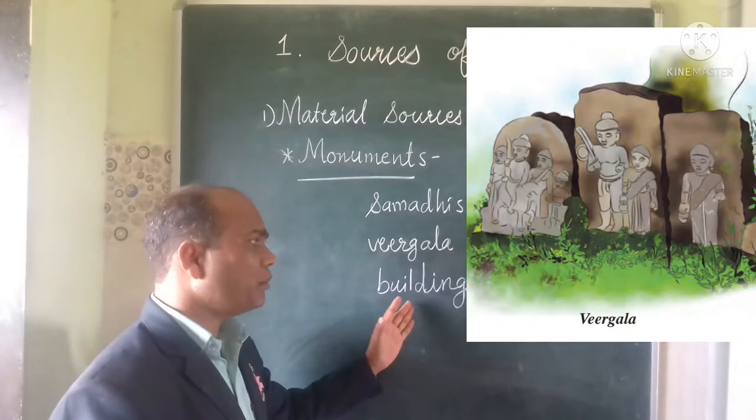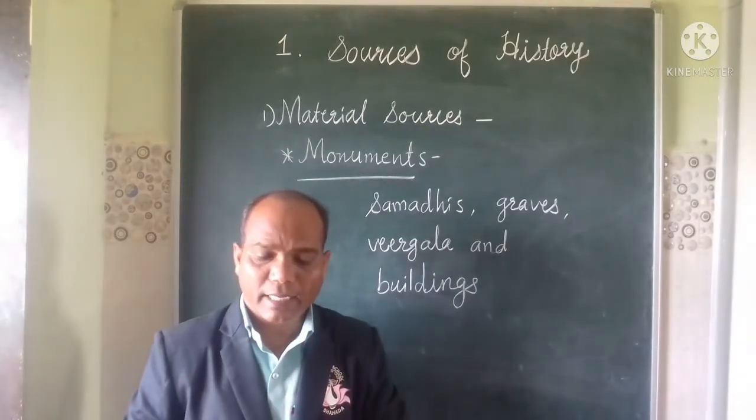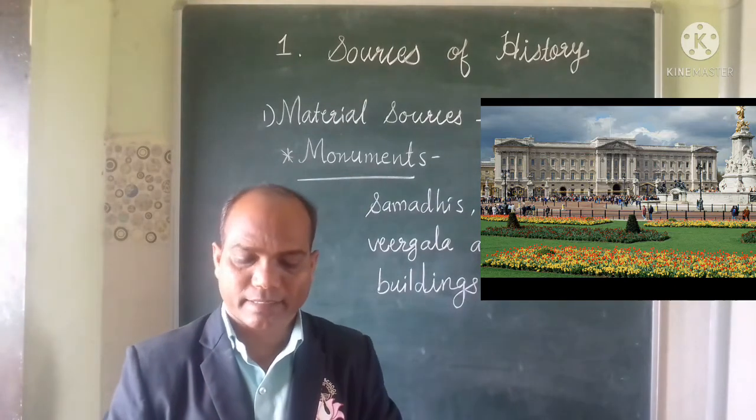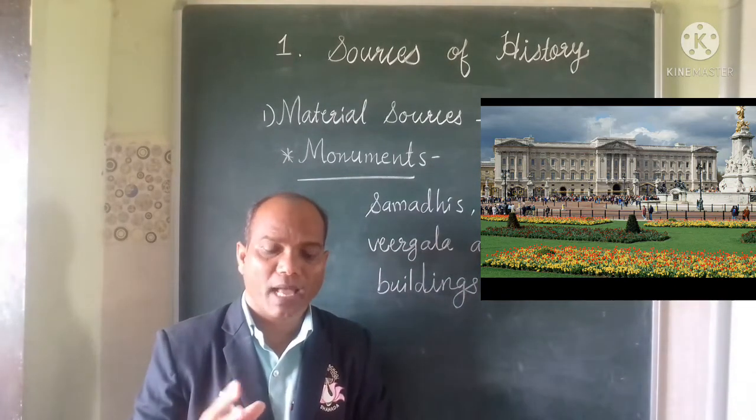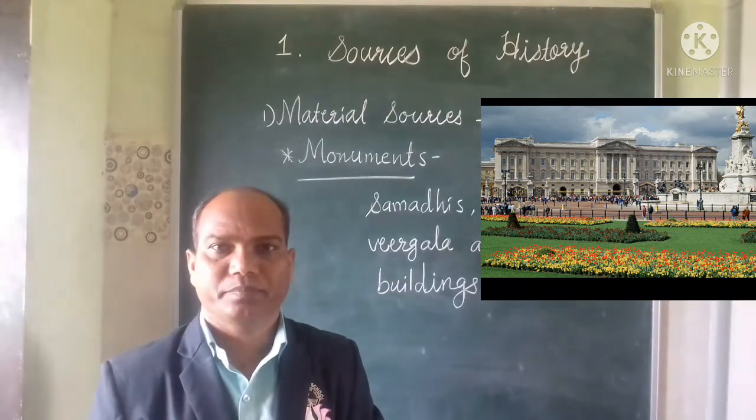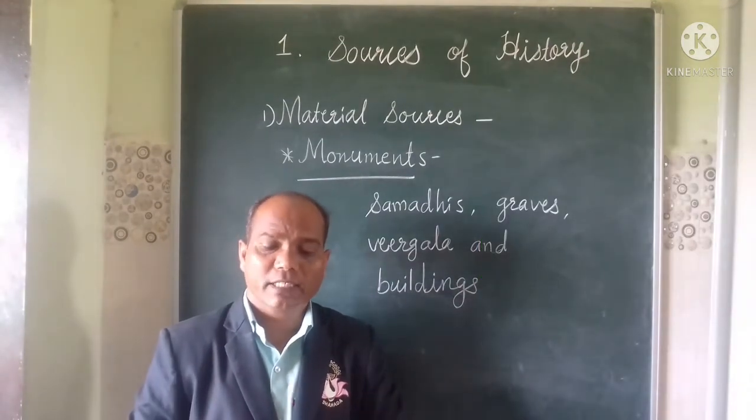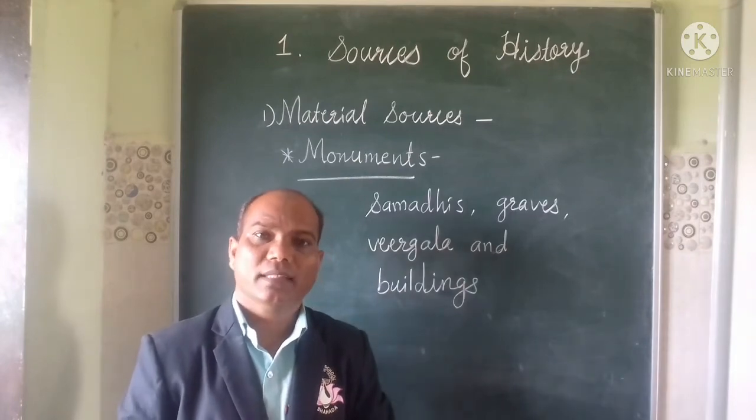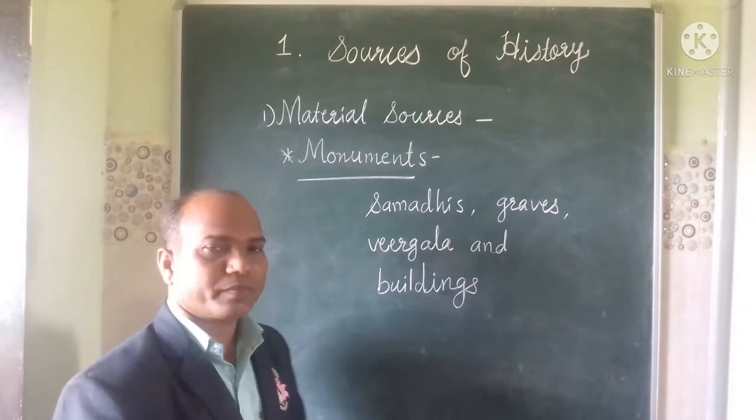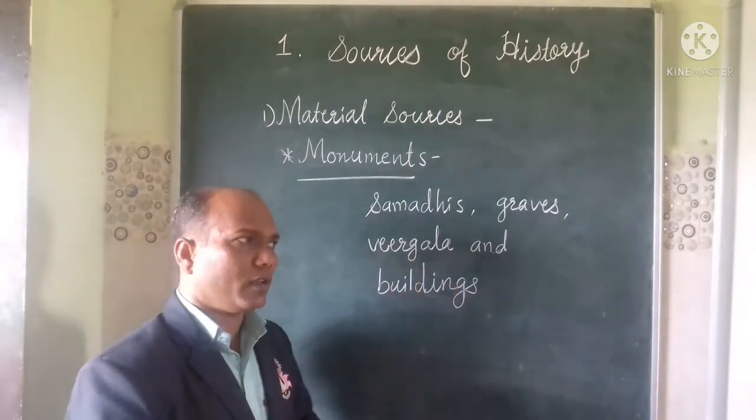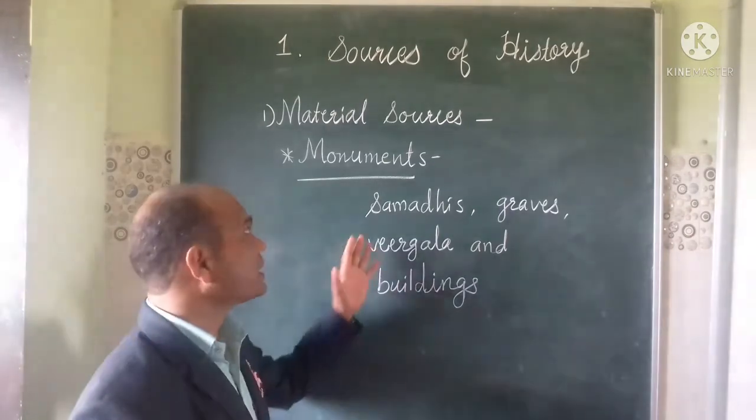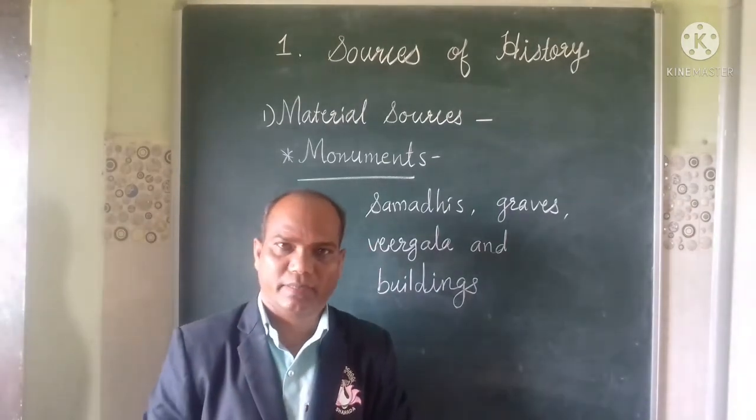And the last one is buildings. Buildings include the palaces of the queens and kings, ministerial mansions, queen's quarters, that is Rani Vasa, and the houses of common people. These are all examples of buildings. Here they are all the examples of the material sources of history.